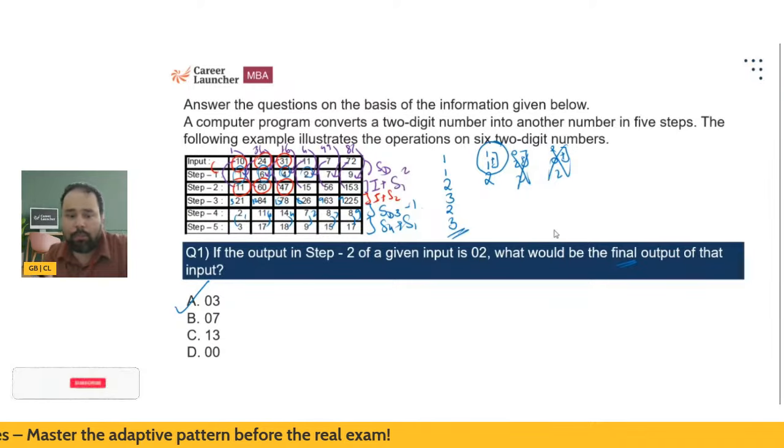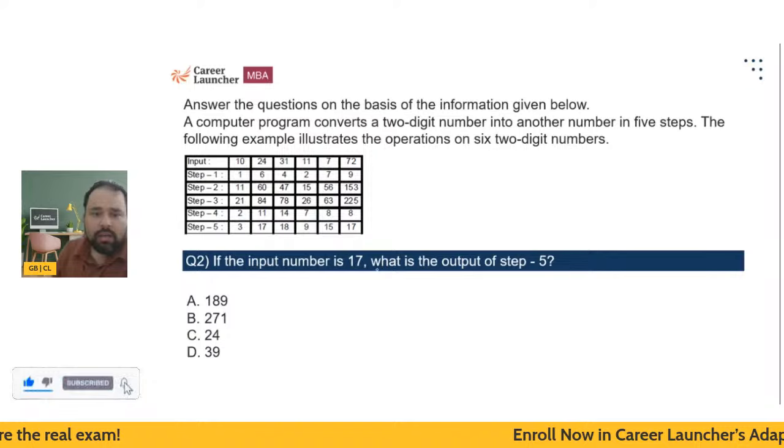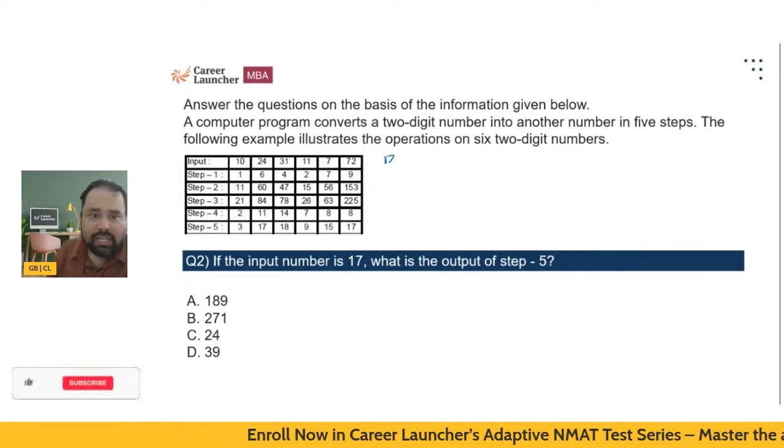ठीक है. I hope you understood how to go ahead and answer this question. एक और उठा लेते हैं इसी का. If input is 17, output क्या होगा? ठीक है. Input 17 है, तो step 1 पे क्या होगा?